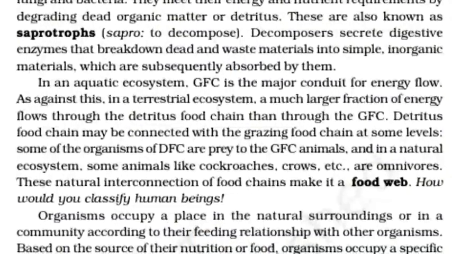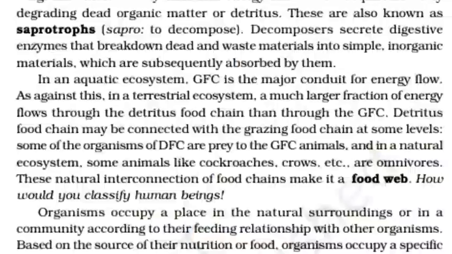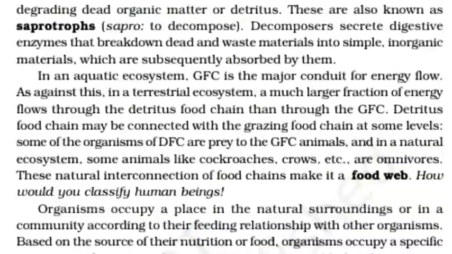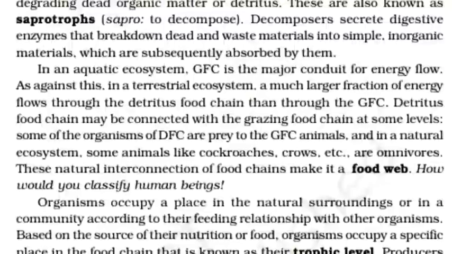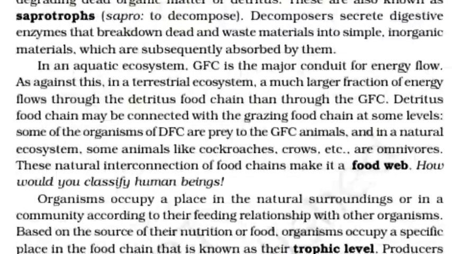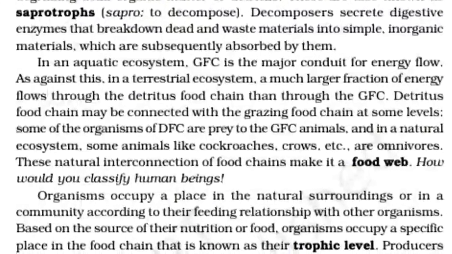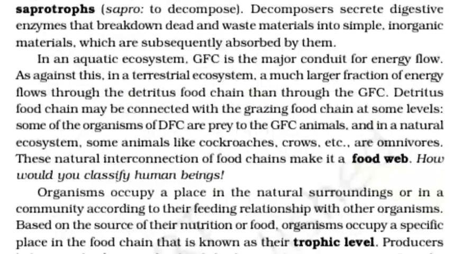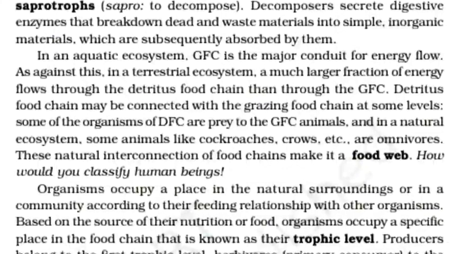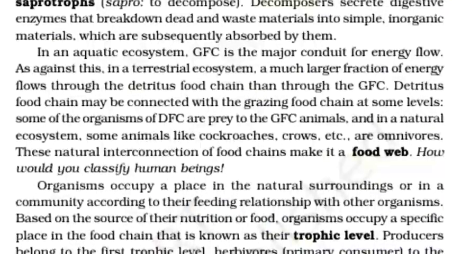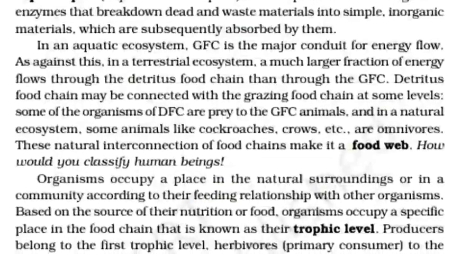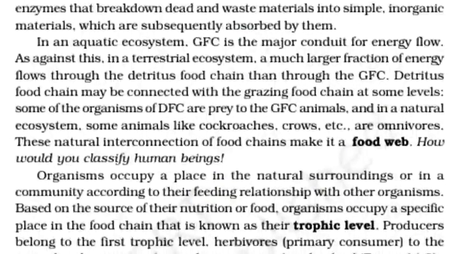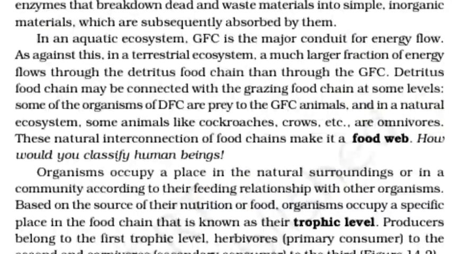An aquatic system, the GFC, is the major conduit for energy flow. As against this, in a terrestrial ecosystem, a much larger fraction of energy flows through the detritus food chain than through the GFC. The detritus food chain may be connected with the grazing food chain at some level. Some of the degraded organisms of the DFC are prey to the GFC animals.